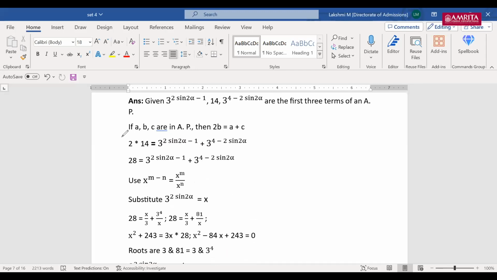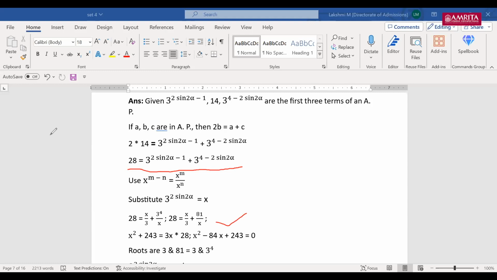This is a very easy question once you know the logic. So I have 2 times B equal to A plus C. So I've just applied it. It's 28 is equal to 3 raised to 2 sine 2 alpha minus 1 plus 3 raised to 4 minus 2 sine 2 alpha. You could just substitute for x and you will simplify it as x by 3 plus 81 by x.